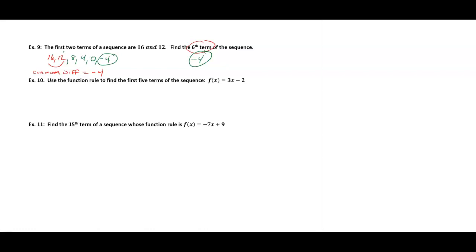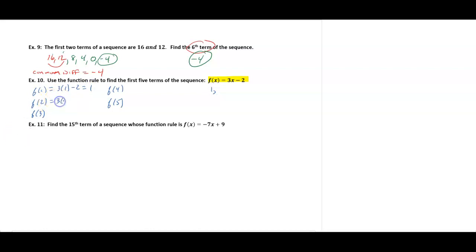And if I had to use a function rule now, right? I'm going to use a function rule, f of x equals 3x minus 2, to find the first 5 terms of a sequence. So all I'm going to do is evaluate this function at 1, at 2, at 3, at 4, and then at 5. So f of 1, 3 times 1 minus 2, is going to give me 1. So the first term is 1.